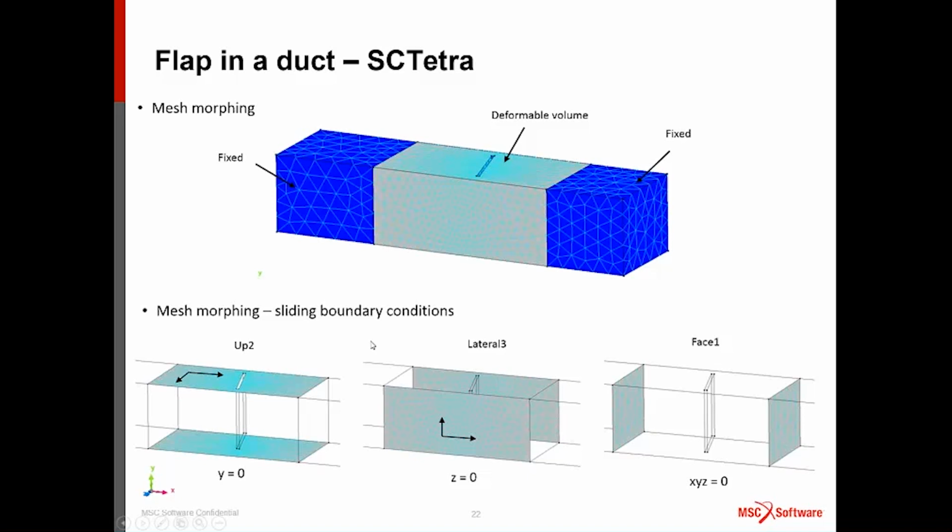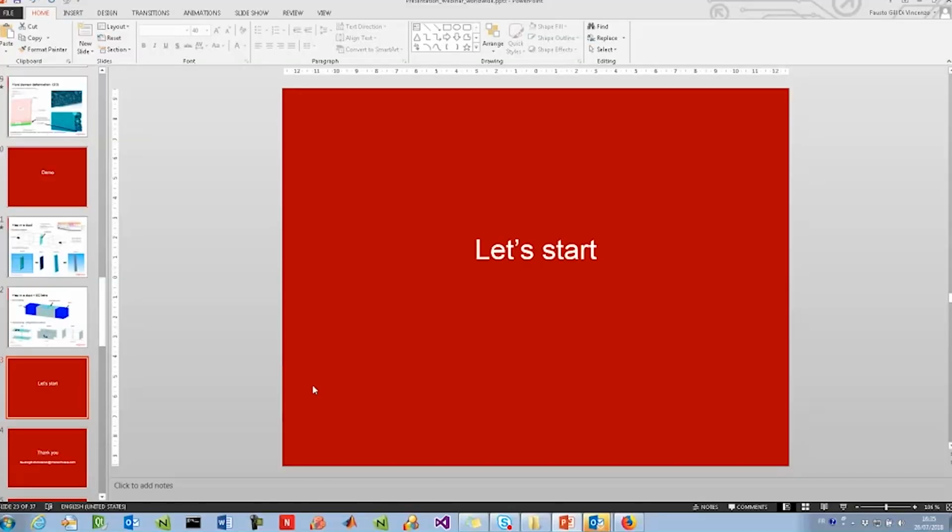In this case, in order to reduce computational time and costs, I only take a portion of the entire CFD domain, here called the deformable volume, and I'm going to deform only this portion. It's up to the user to define which portion of the CFD model is going to be morphed. And for any surface that you define in the CFD model, you can define a different boundary condition. So let's start with the demo.